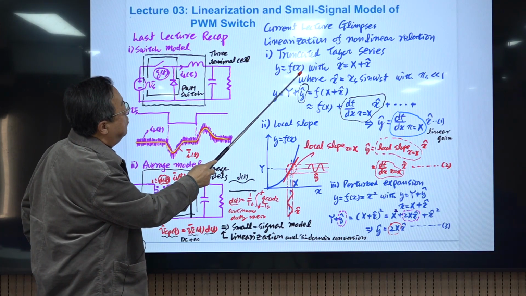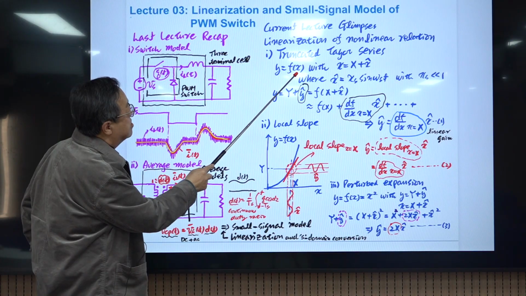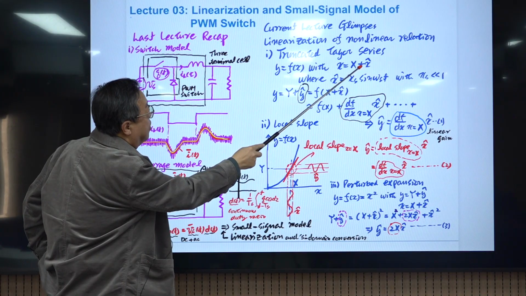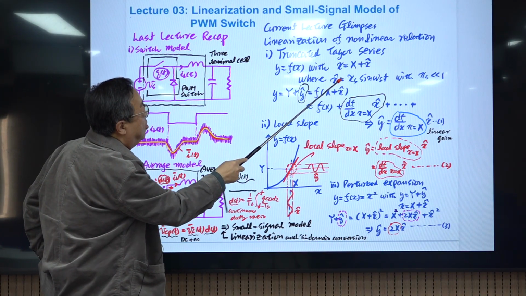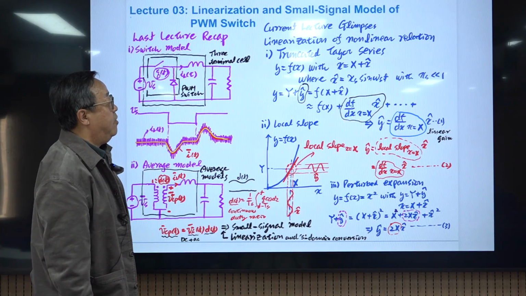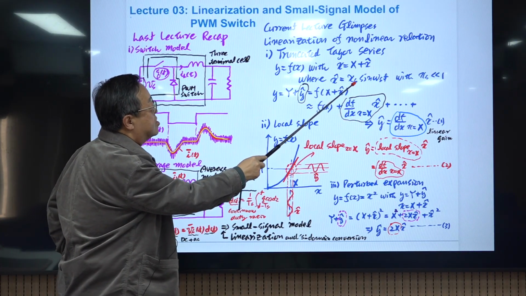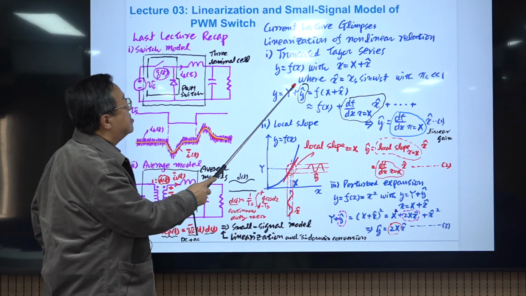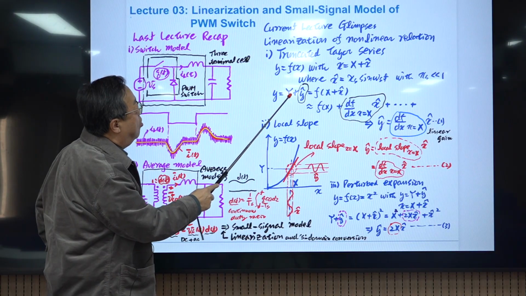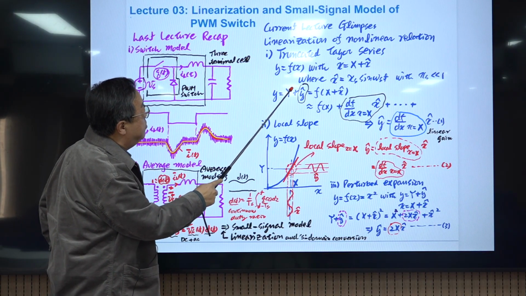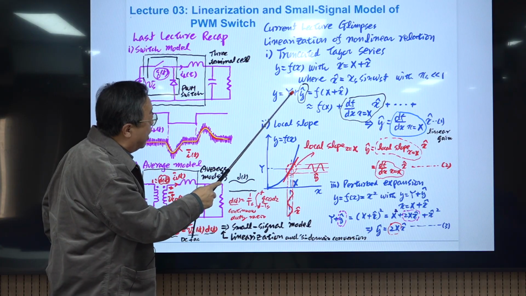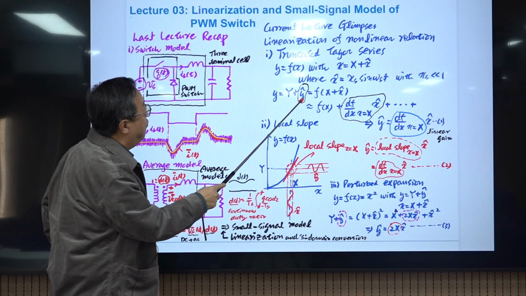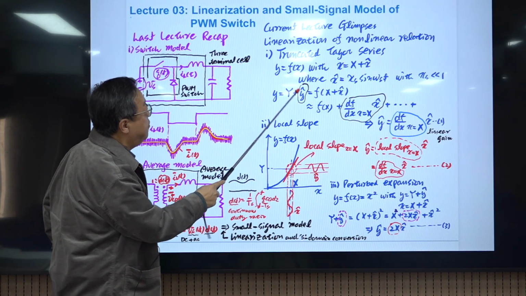This is a nonlinear function y equals f(x). Then x consists of this DC value and an AC component, and you assume this AC component is a sinusoidal variation whose amplitude is very small. Then we expand this function in the neighborhood of the constant value of y. So y equals large Y, this is the DC value, plus y hat, which is also the AC component of y.